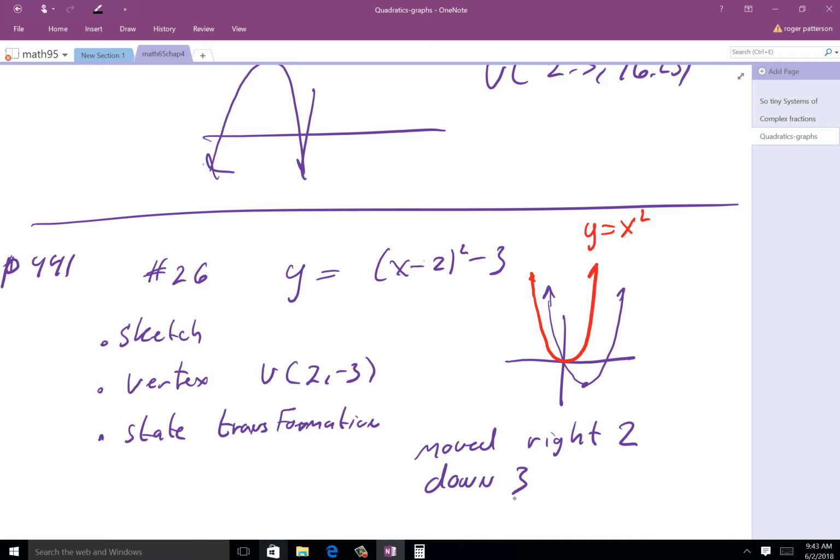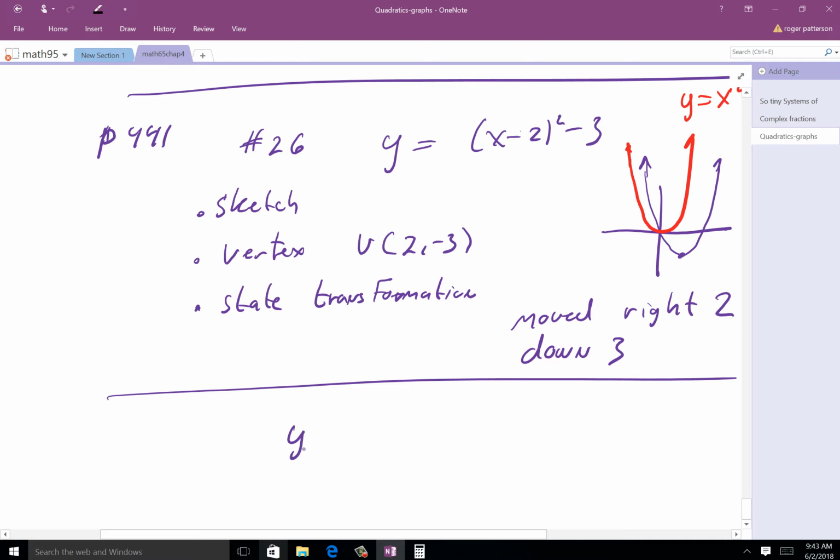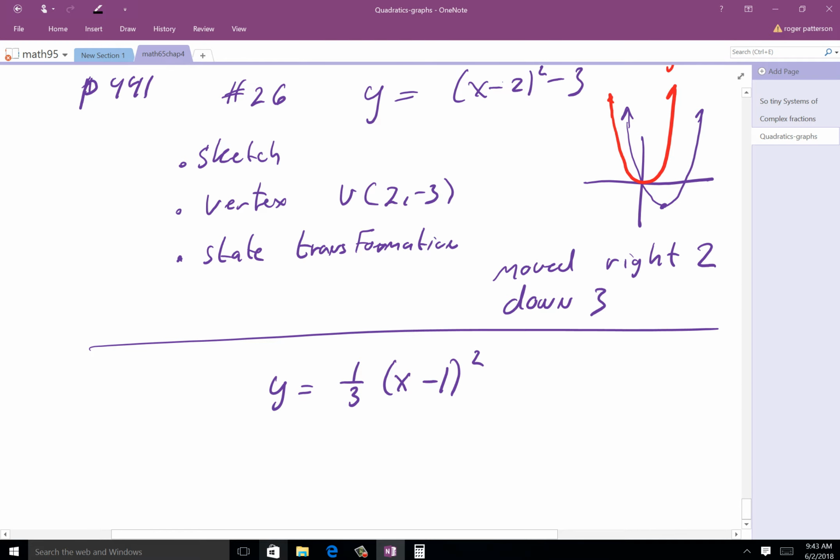Okay? Let's say same problem, except we put a 1/3 in front of this. So now we do this. All right? So sketch it. Let's find the vertex first. What's the vertex? Oh, don't let it throw you. What's the vertex? 1, 0. Yeah, 1, 0, right? There's nothing going on with K. 1, 0. There it is. Oh, I got a 1/3. So what does that tell me about this thing? Which way is it opening?